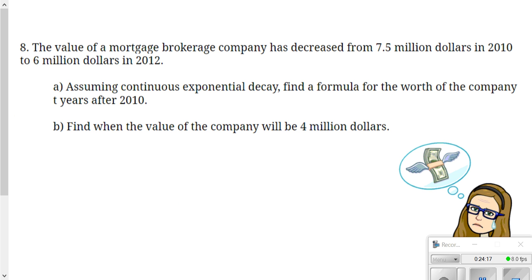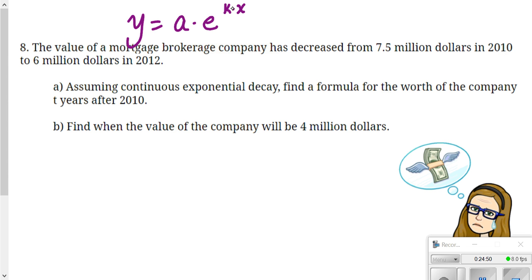All right, our last question deals with a situation of loss. So we can have exponential growth, but we can also have exponential decay, and we can still be using this kind of model. It works for exponential growth and it works for exponential decay. So it says here the value of a mortgage brokerage company has sadly decreased from 7.5 million in 2010 down to 6 million just 2 years later.